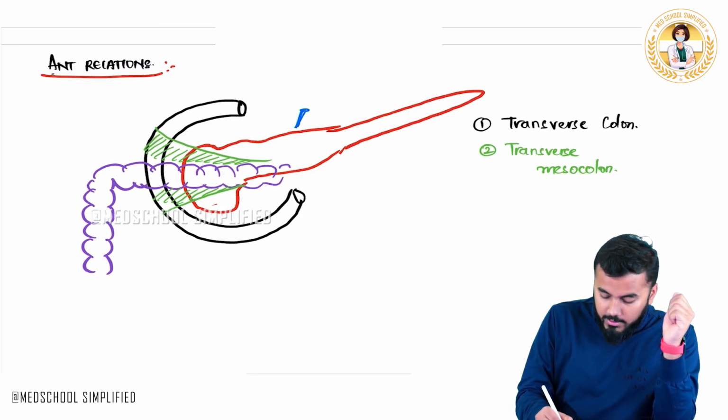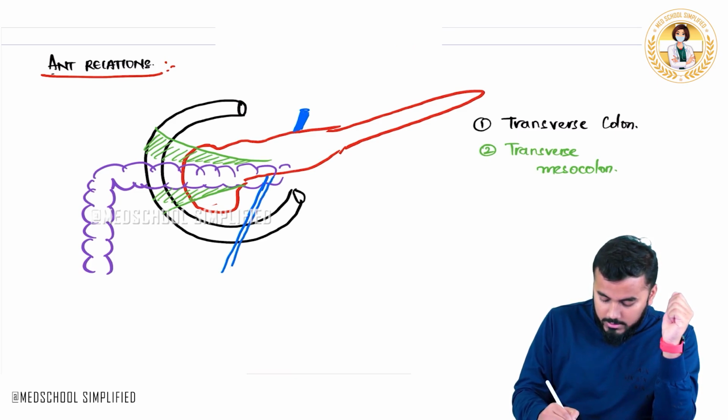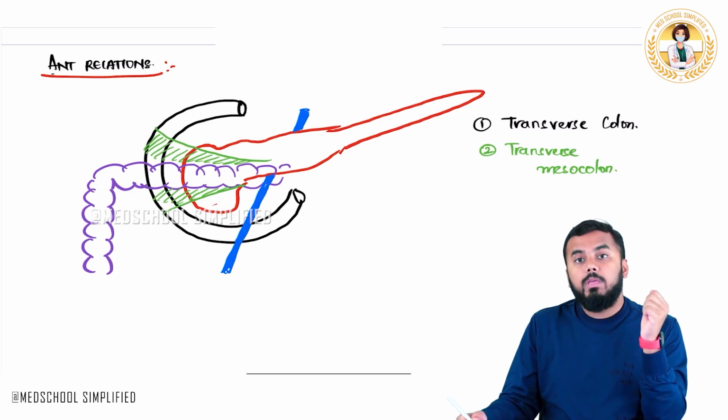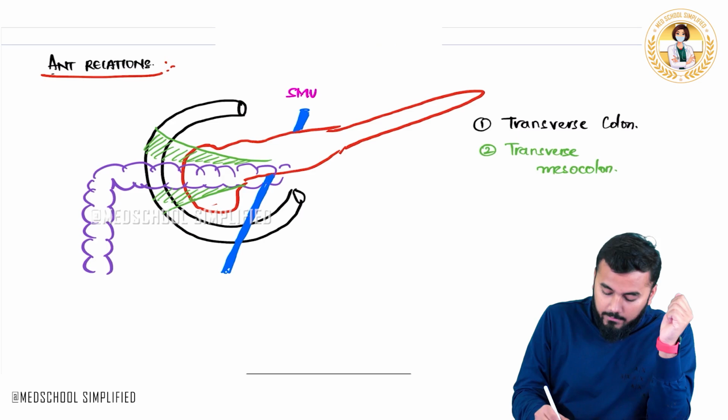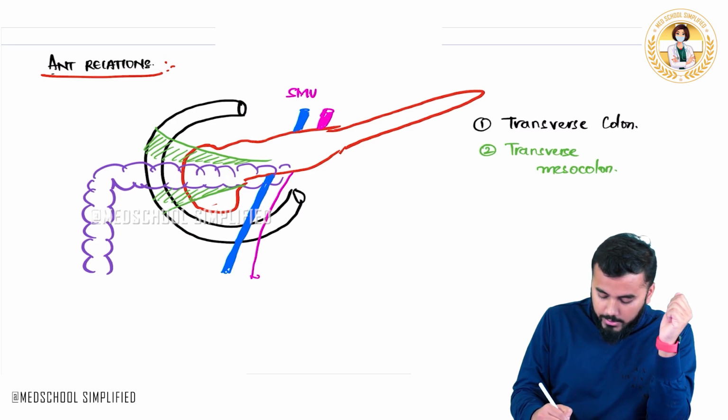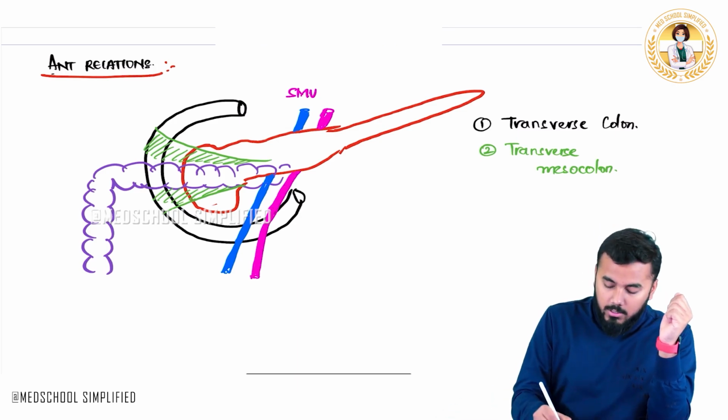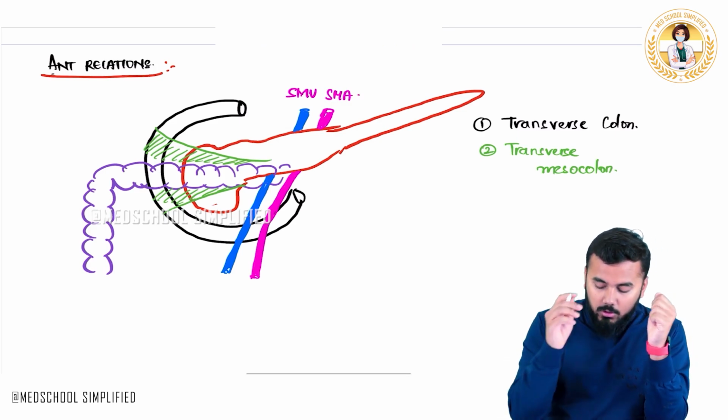Third important thing is that there is a vein passing like this, coming all the way down. Now what is the name of this vein, guys? The name of this vein is the superior mesenteric vein. In the same way, just adjacent to that, there is an artery passing down in this way. This artery is called the superior mesenteric artery.